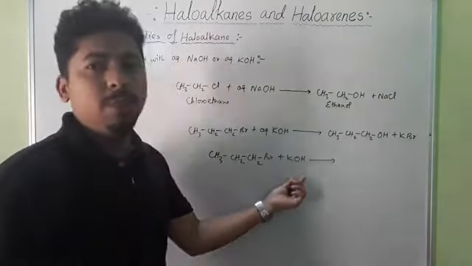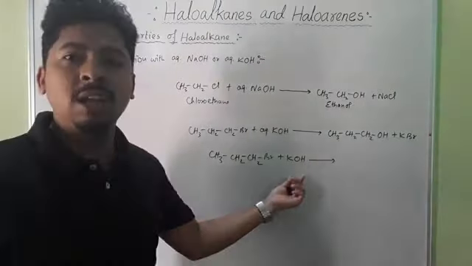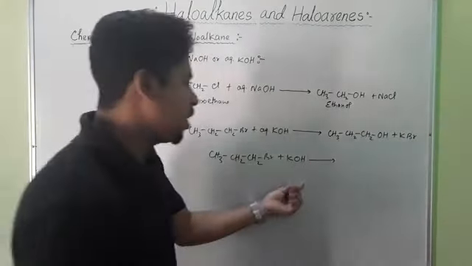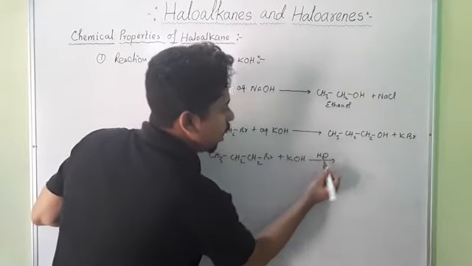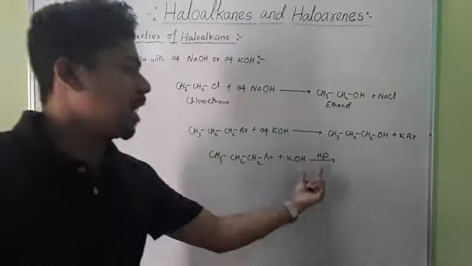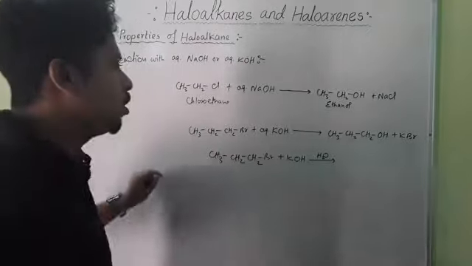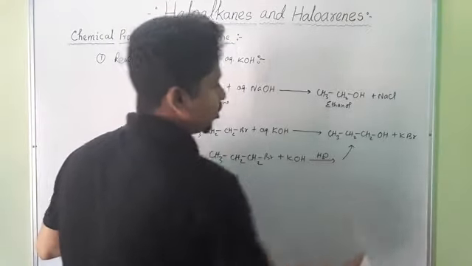Aqueous KOH means in presence of water. This potassium hydroxide is dissolved in water. So this reaction we can write like here KOH and here H2O. So this means aqueous NaOH. So here a substitution reaction will take place and will give the product.